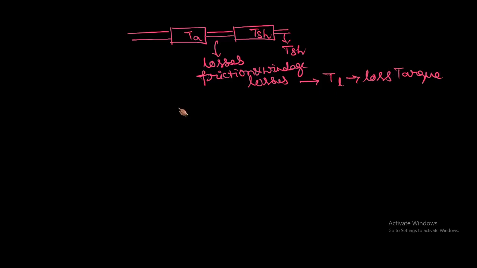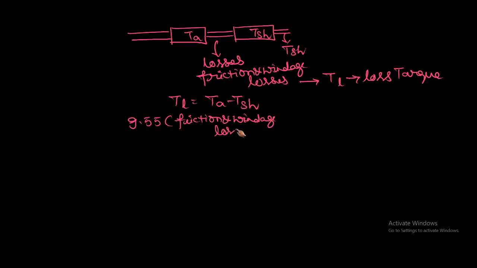How do we get the loss torque? The loss torque we get as Ta minus Tsh, and 9.55 times the friction and windage losses in watts, divided by N. So friction and windage losses divided by N is equal to the armature torque minus the shaft torque. Now we can calculate the shaft torque also.